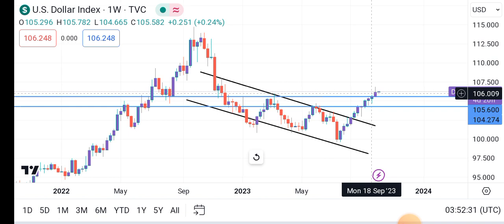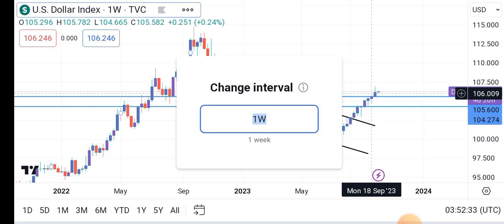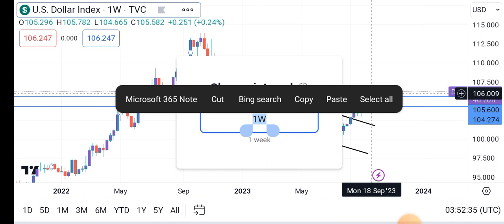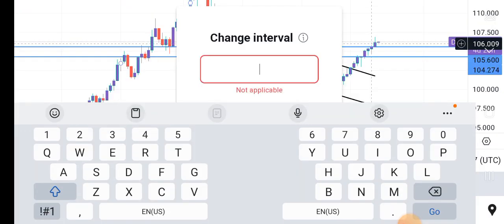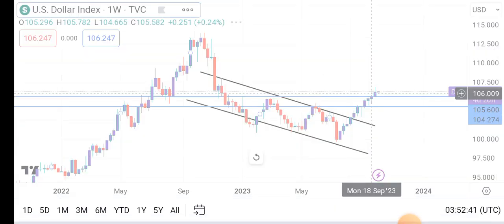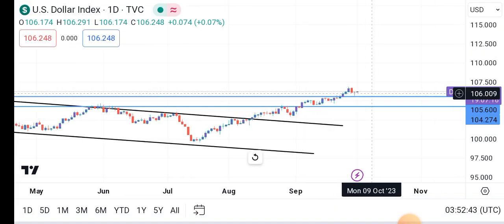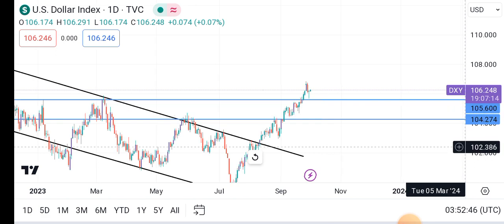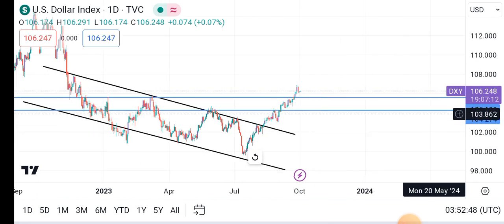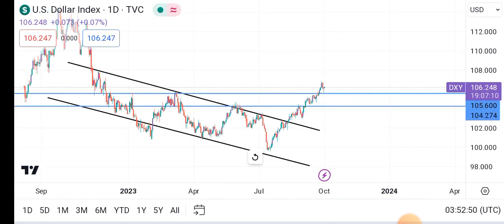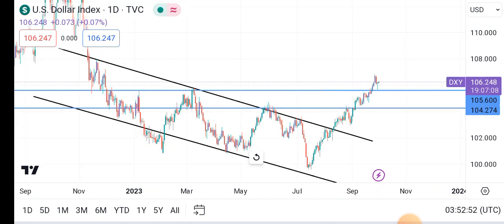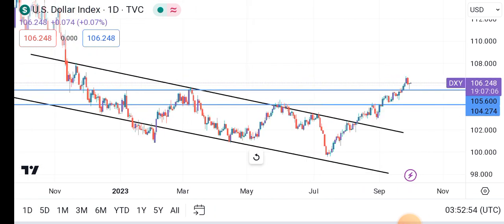Let's look at it on the daily time frame. Yeah, so on the daily time frame, we can still see what's happening.